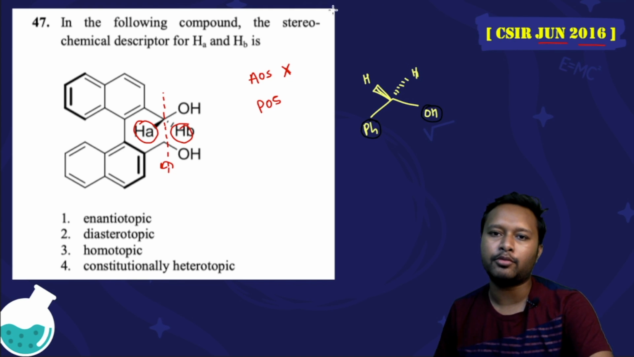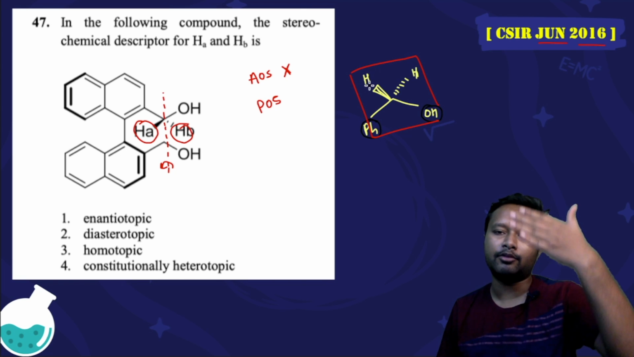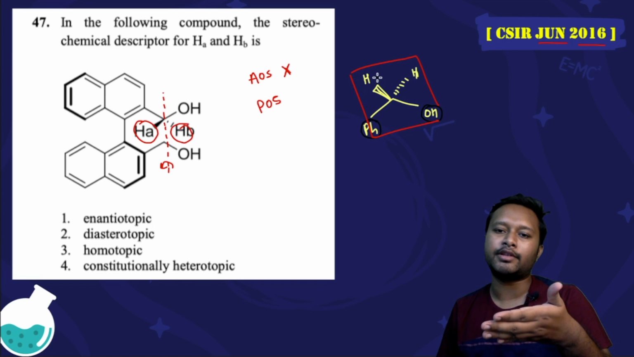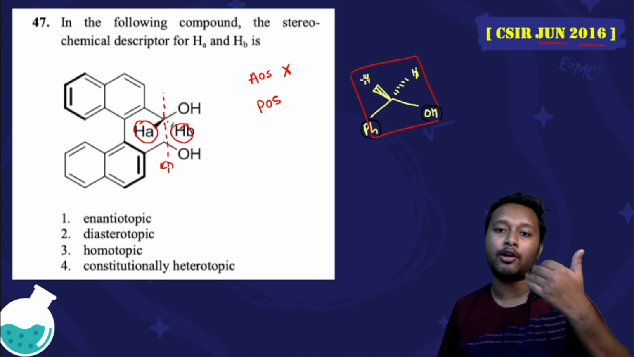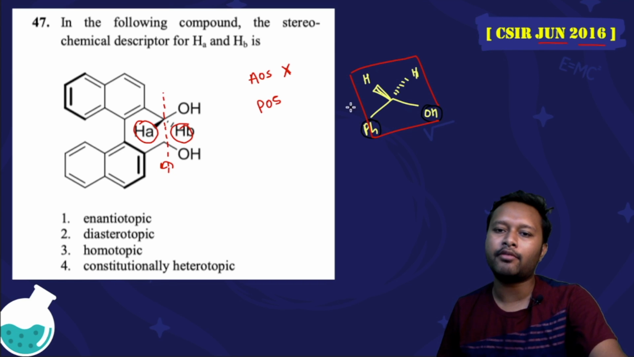and that plane of symmetry will bisect the molecule like this. One of the hydrogens will be towards you. You can imagine your screen as that particular plane. This hydrogen is coming out of the screen, and this hydrogen is going inside of the screen. Okay, so that's how you have a plane of symmetry.